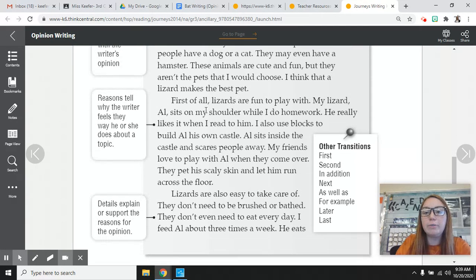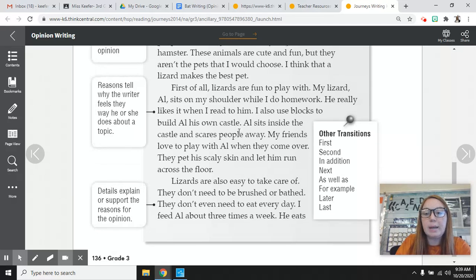"First of all, lizards are fun to play with. My lizard, Al, sits on my shoulder while I do homework. He really likes it when I read to him. I also use blocks to build Al his own castle. Al sits inside the castle and scares people away. My friends love to play with Al when they come over. They pet his scaly skin and let him run across the floor."